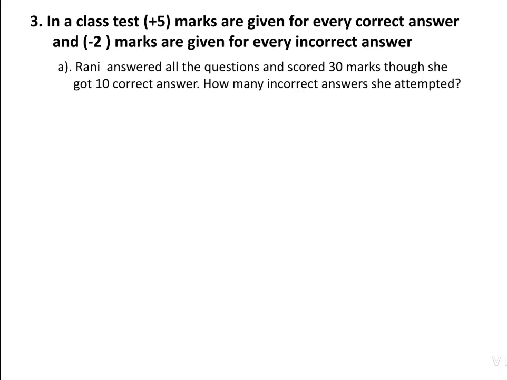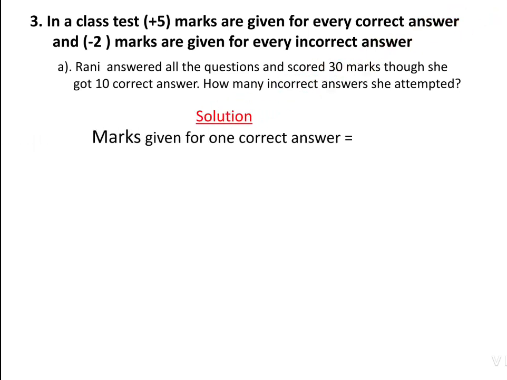Okay, first question A. Rani answered all the questions and scored 30 marks, though she got 10 correct answers. How many incorrect answers did she attempt? Her correct answers are 10, but she got only 30 marks. So how many incorrect answers are there? That is the question. This is a word problem, so we write the solution.